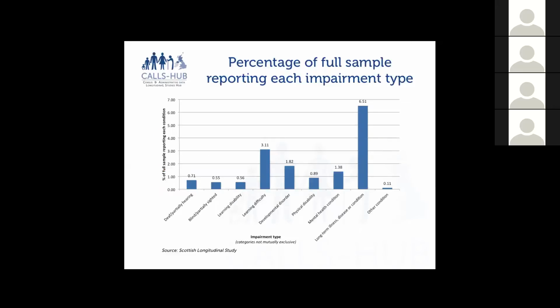So looking at the full sample, this is the percentage of the full sample who reported having each of those impairment types at 2011. You can see, for example, that learning difficulties is quite high, long-term illness, seizure condition. So it was roughly 23% of the full sample who reported having at least one of these conditions. And I should point out that categories are not mutually exclusive in these.